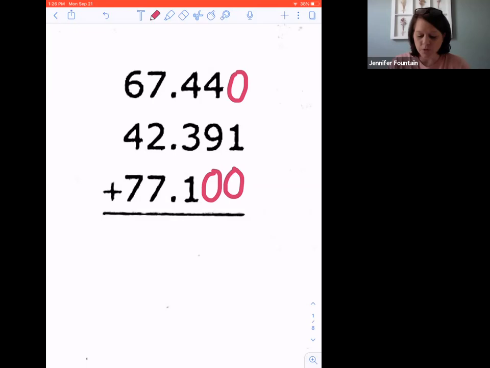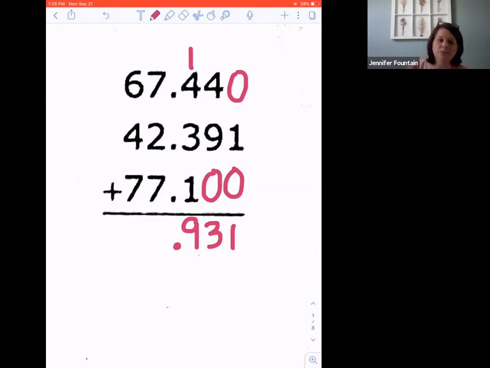So I go ahead and start on the right-hand side. 0 plus 1 plus 0 is 1. 4 plus 9 is 13, plus 0 is still 13. I put down my 3 and carry my 1. 1 plus 4 is 5. 5 plus 3 is 8. And 8 plus 1 is 9. I go ahead and put my decimal in my answer so I don't forget it. I didn't have anything to carry.